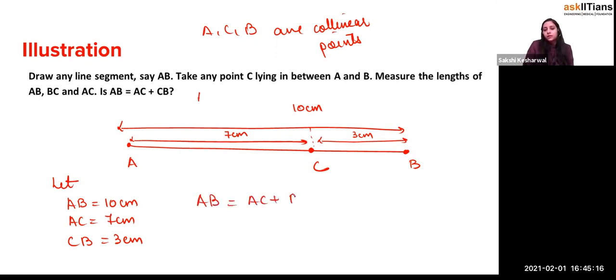AC length plus CB length, or you can write it like this: AB length is equal to AC length plus BC length. Both are the same. A line segment can be written as BC or CB. We just wrote CB to show that we are in the continuation of it. That's why we write CB. Otherwise, there is no difference, right?